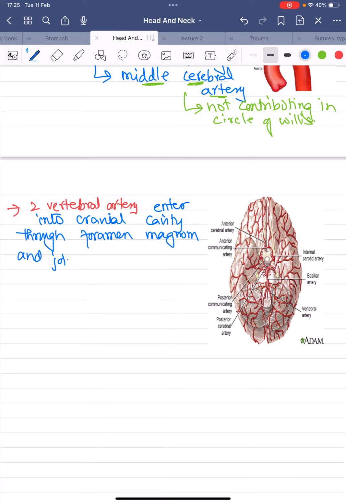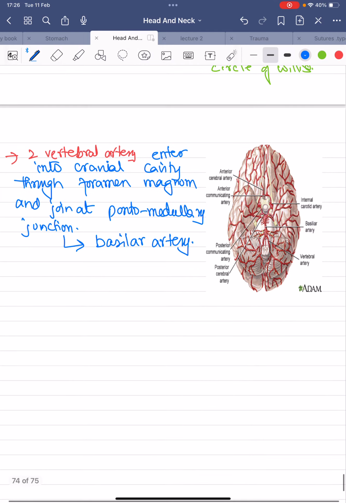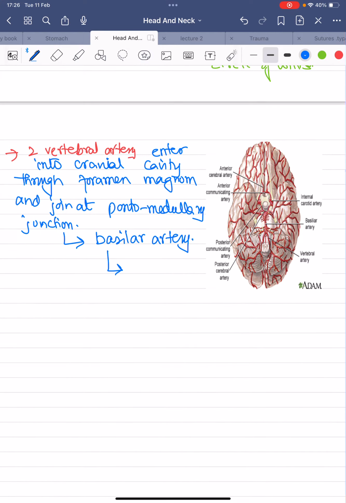and they join together at the pontomedullary junction. At the pontomedullary junction, they join together, forming one single artery known as the basilar artery. Now this basilar artery will give branches. It will give branches like the pontine arteries, which give blood supply to the pons.